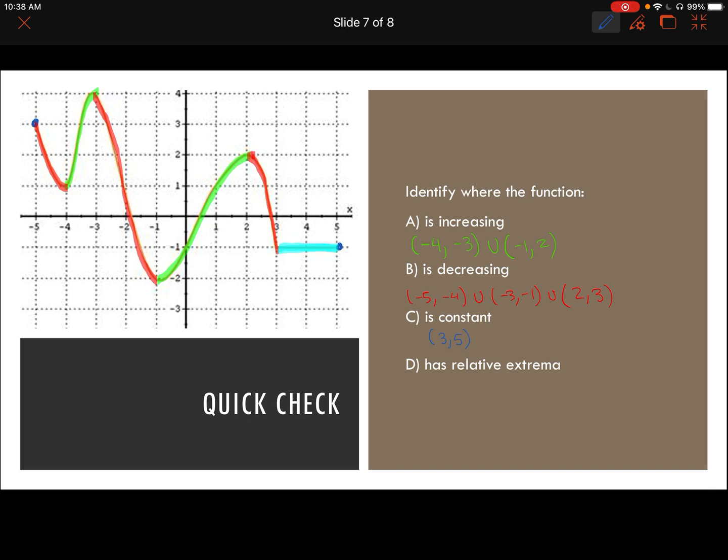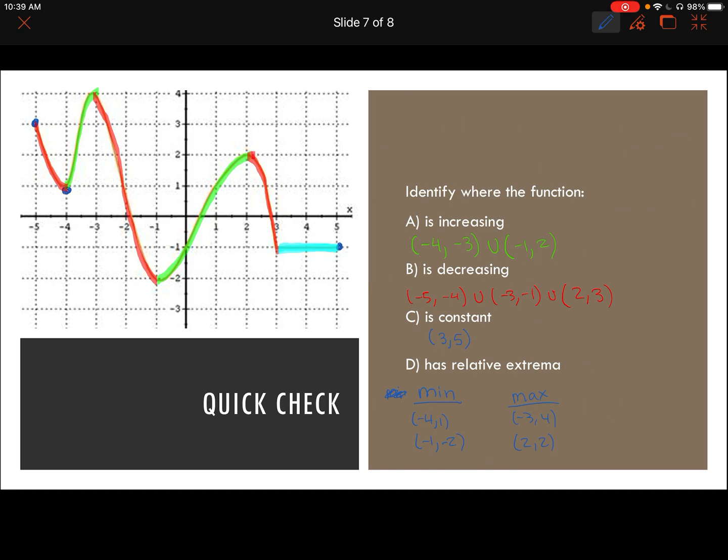Where we switch from decreasing to increasing, we have minimums. So let's put our minimum values first. We have a minimum at -4, +1. We have another minimum at -1, -2, and that is it. We have a couple of maximums at -3, +4, and we have another maximum at 2, 2. So x equals 2, y equals 2.